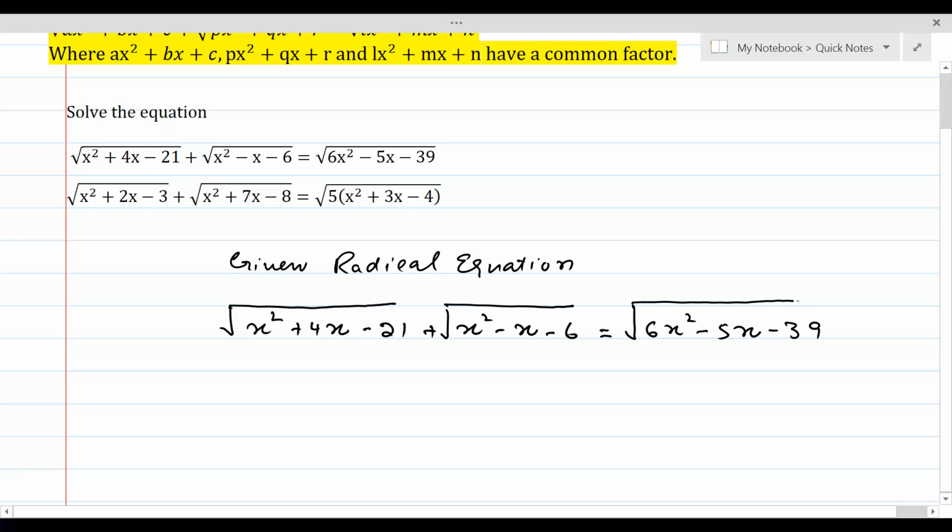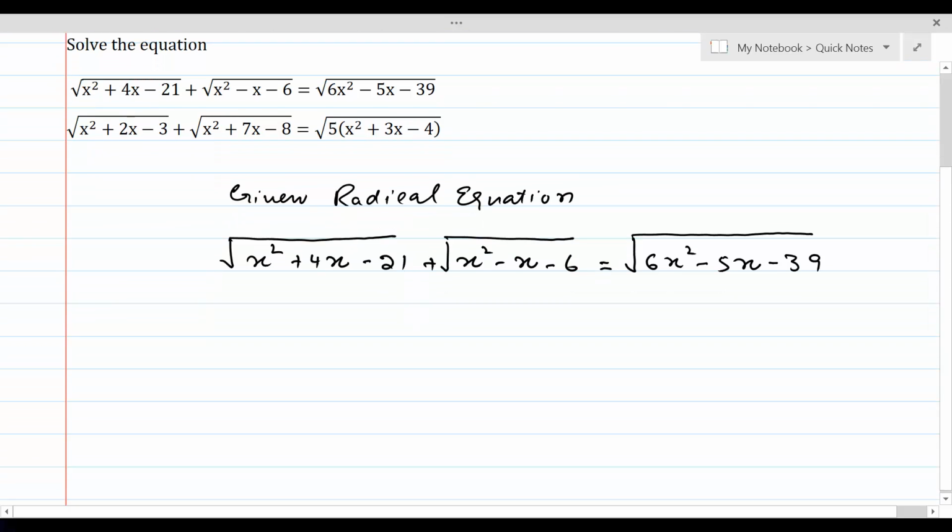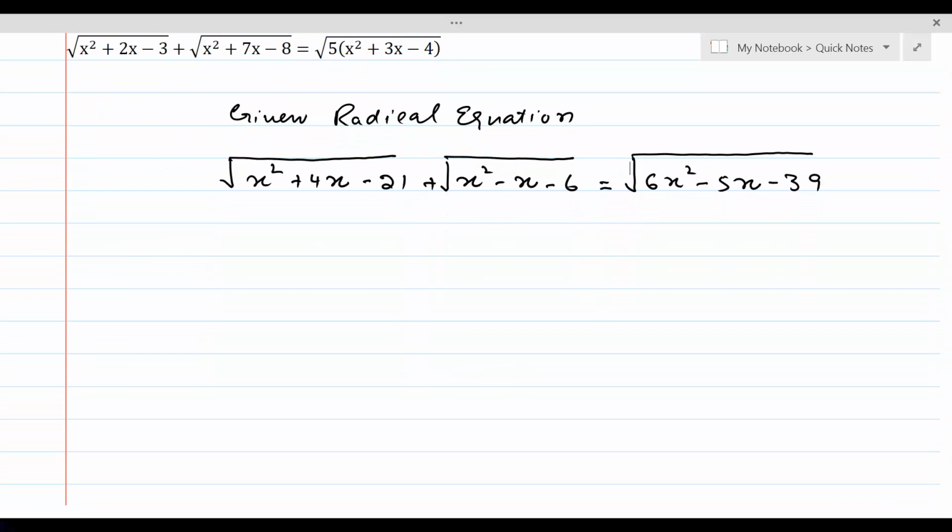This type of radical equation, which has a quadratic expression in each term, has one factor which is always common. So we are going to factorize each of the expressions. Here, x squared plus 4x minus 21. Here AC is a negative number. Therefore, we should find two factors of 21 whose difference is equal to 4.